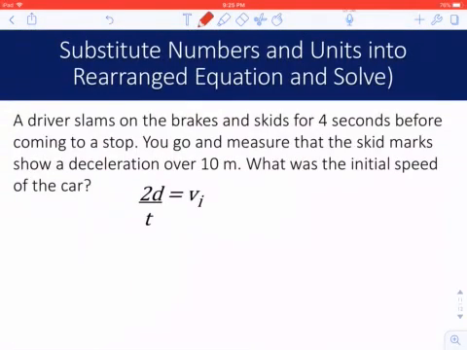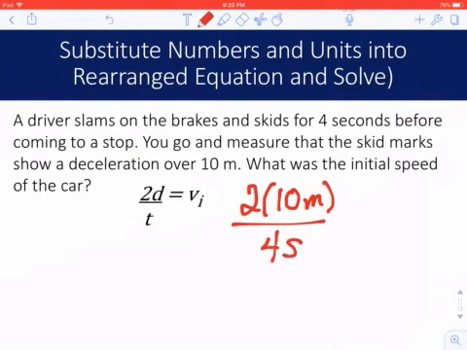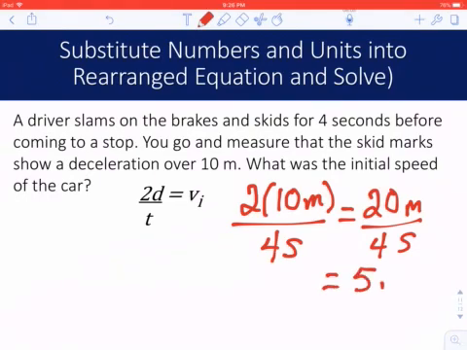So next, I'm going to take my rearranged equation shown here and just plug my numbers in. I'm going to take 2 times the distance, which is 10 meters, divide it by T, which is the time, 4 seconds, and what we get is 20 meters over 4 seconds. Divide that out, and you get 5 meters per second. And that's your final answer.